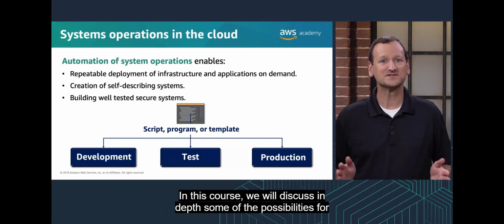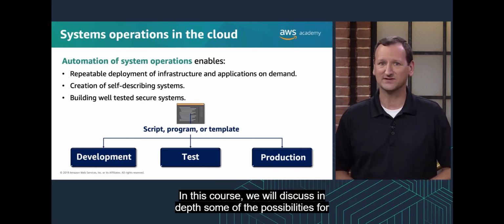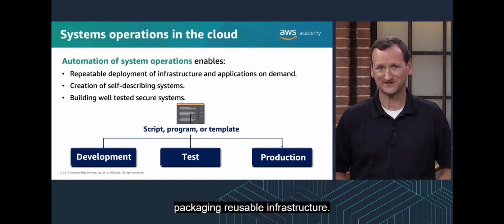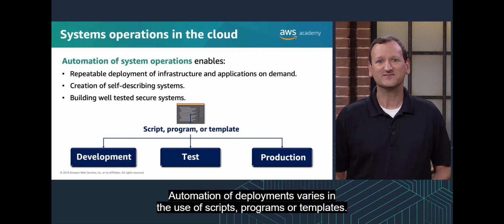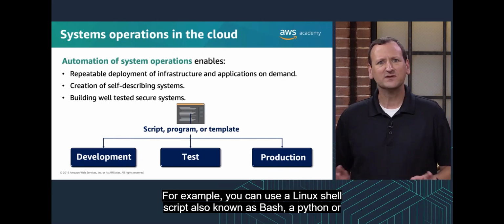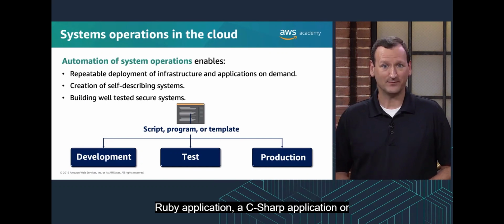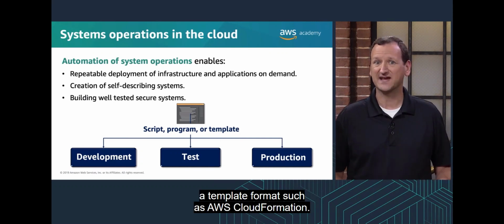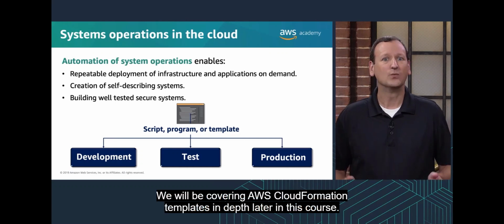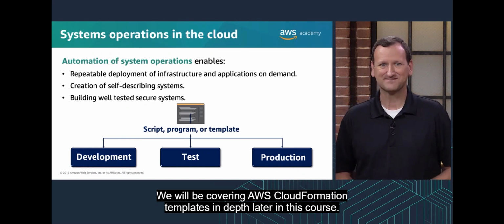In this course, we will discuss in depth some of the possibilities for packaging reusable infrastructure. Automation of deployments varies in the use of scripts, programs, or templates. For example, you can use a Linux shell script, also known as bash, a Python or Ruby application, a C# application, or a template format such as AWS CloudFormation. We will be covering AWS CloudFormation templates in depth later in this course.